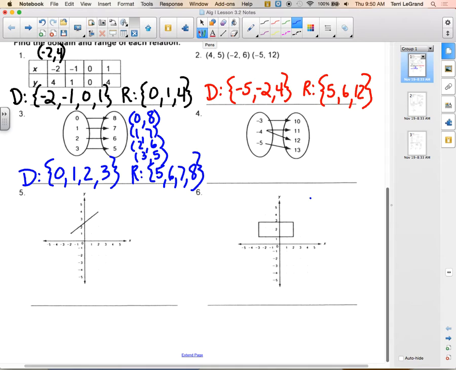Okay, you try number 4 now. What's the domain for number 4? What's the range for number 4? By the way, when they do a mapping diagram, the first oval, or however they draw it, is the x values, and arrow it over to the y values.